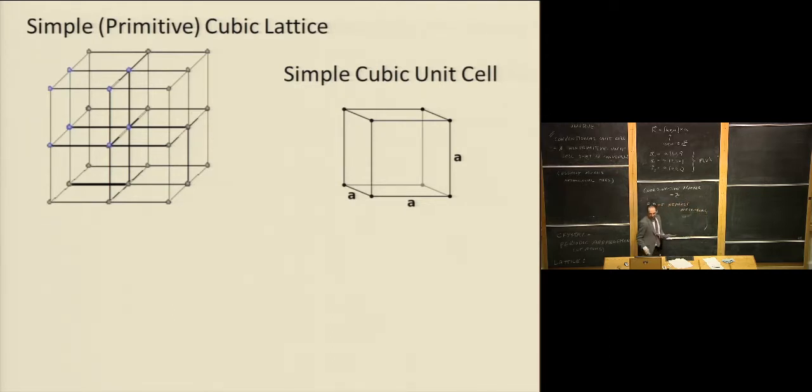So what's the coordination number of this cubic lattice? Someone said 6. Who was the first person to say 6? It was over here. Okay, I trust you. I believe you. One of these will be yours.